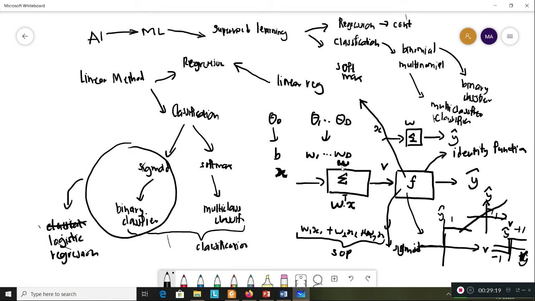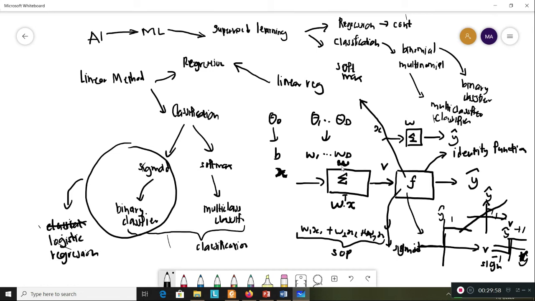If your f is a sign function, S-I-G-N, then that is also a linear method for classification, and that classification is a binary classifier. But that is not called logistic regression. Logistic regression is a binary classifier if your f is set as a sigmoid function. If you set your f to a sign function, that is not called a sigmoid function.